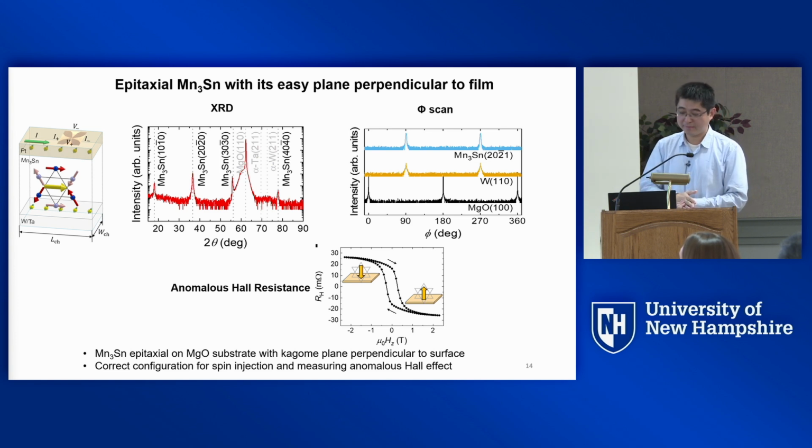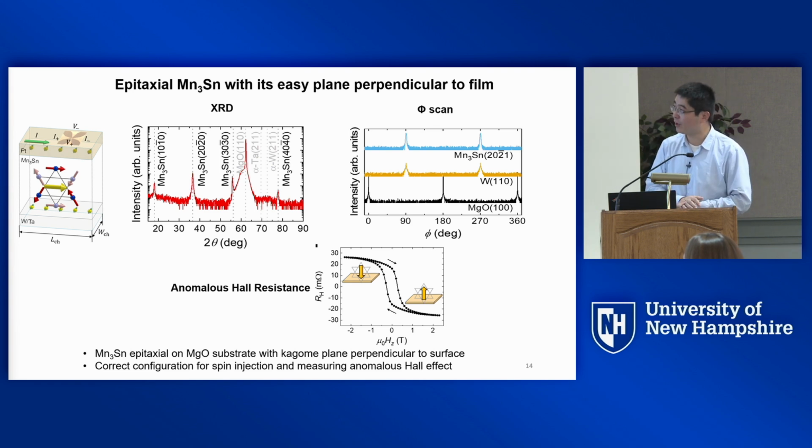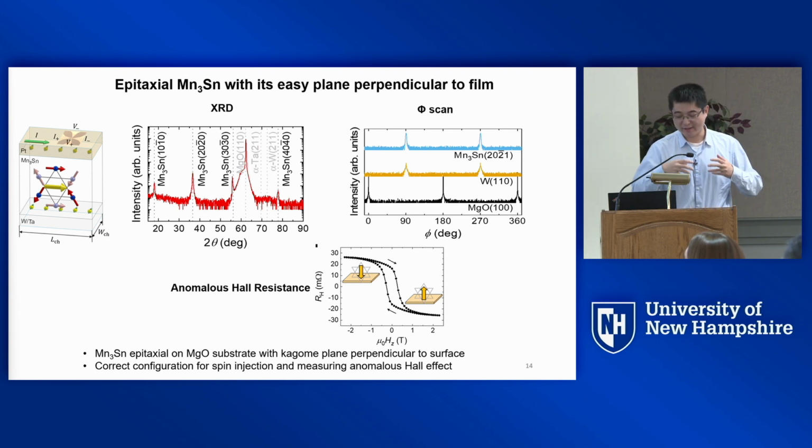It's not a very trivial task to grow this kind of film with the Kagome plane perpendicular to the film surface. You have to do some epitaxial growth, because naturally the Kagome lattice will prefer to grow along the C-plane, with the Kagome plane parallel with the film surface. So here we utilize MgO as a single crystal substrate and tungsten as a buffer layer. Through XRD, we can verify that there is an epitaxial relationship enforcing the Kagome plane to be perpendicular to the film surface. After growing the film, we can also verify with anomalous Hall measurement that it is the desired antiferromagnetic state with a large Berry curvature and all the other properties consistent with previous studies.